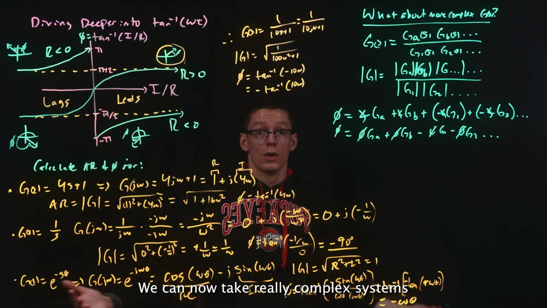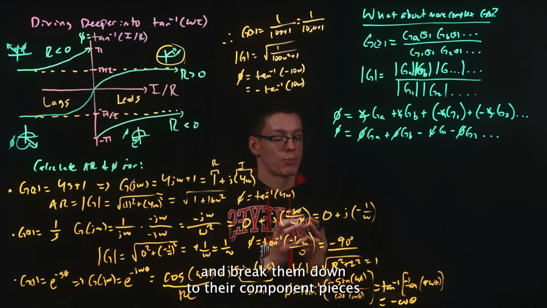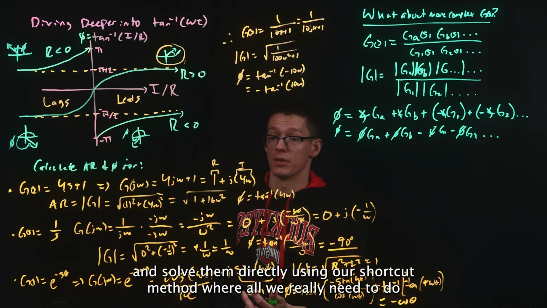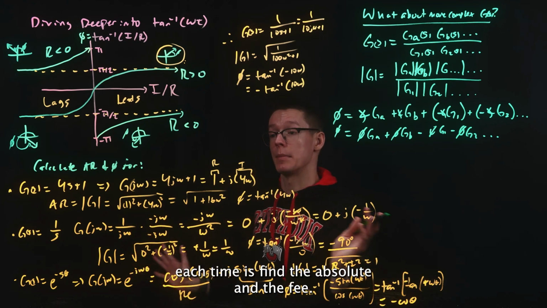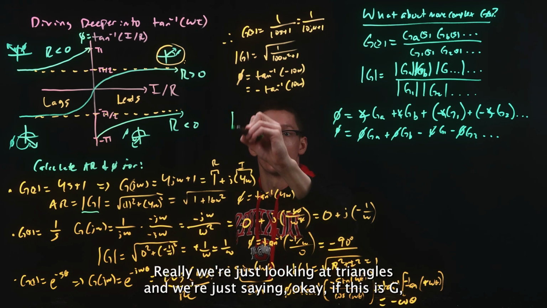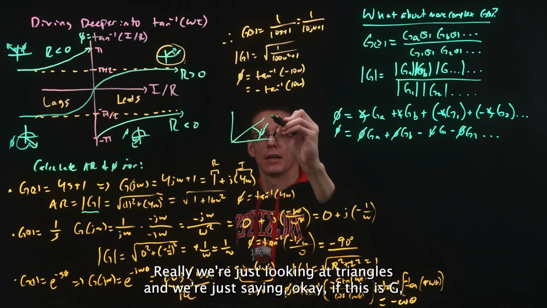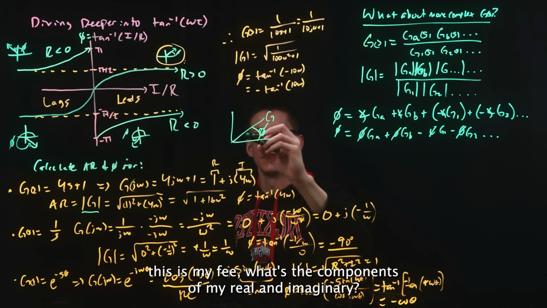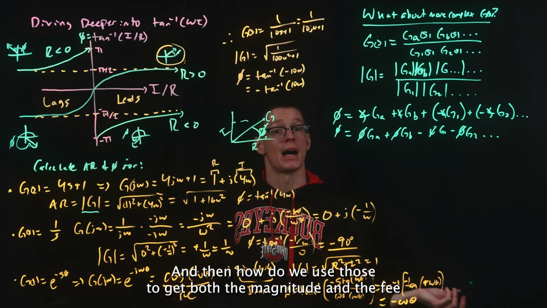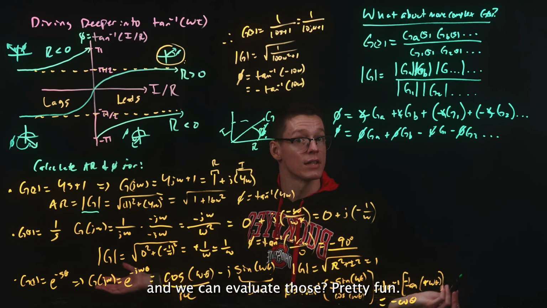Pretty fun. We can now take really complex systems and break them down into their component pieces and solve them directly using our shortcut method, where all we really need to do each time is find the absolute and the phi. Really, we're just looking at triangles. And we're just saying, okay, if this is G, this is my phi, what are the components of my real and imaginary? And then how do I use those to get both the magnitude and the phi? And we can evaluate those.